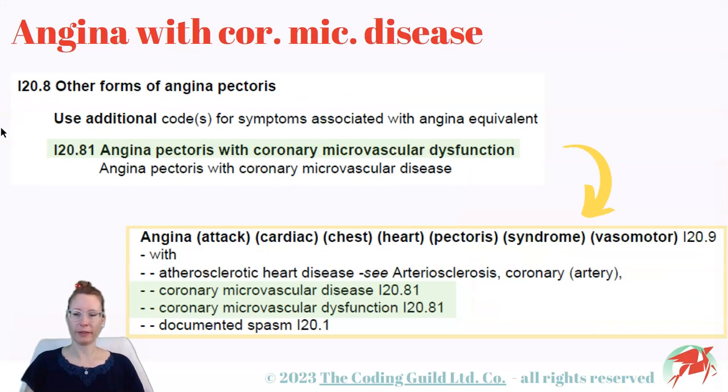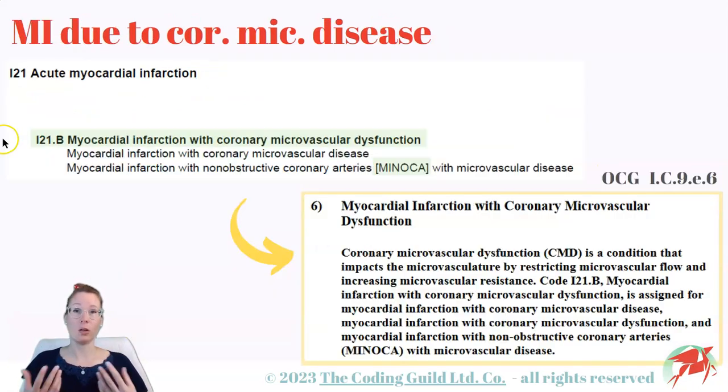Angina due to coronary microvascular disease codes to I2081 and has its own index entries like so. A heart attack due to coronary microvascular disease is coded as I21B. And notice the inclusion term under the code, myocardial infarction with non-obstructive coronary arteries with microvascular disease, or MINOCA. This is a good abbreviation to remember and look out for in the documentation. We have a new guideline related to this code as well, guideline IC9E6. It defines the condition as we have already done above, as the disease of the microvasculature of the heart, and specifies the applicable inclusion terms for code I21B.